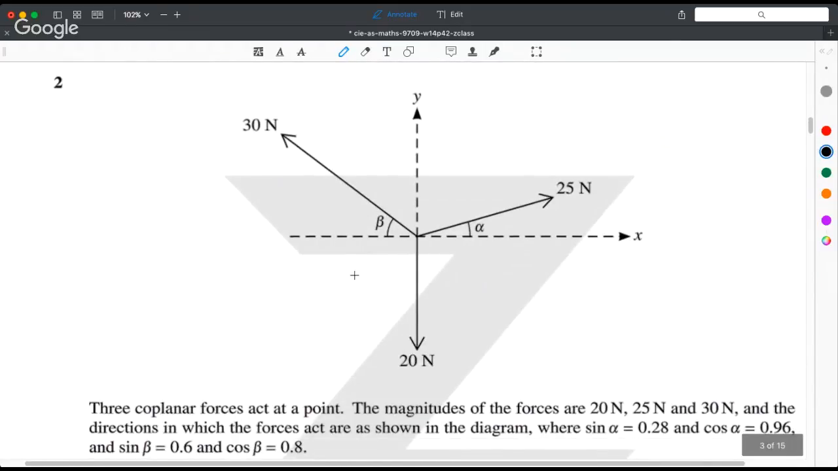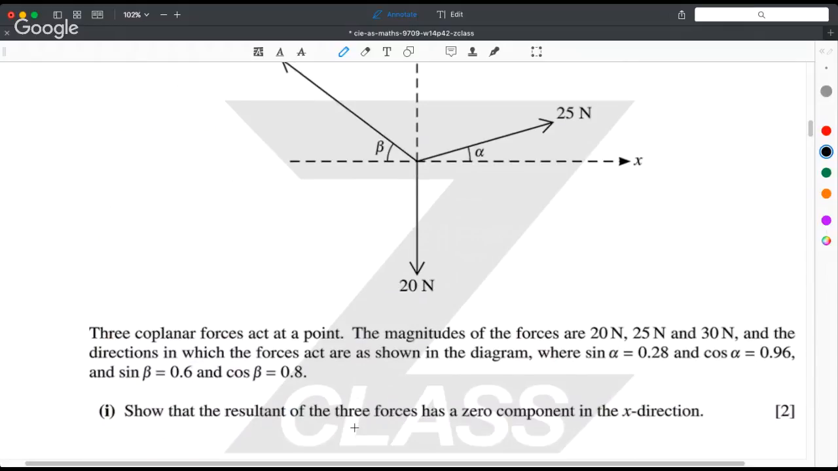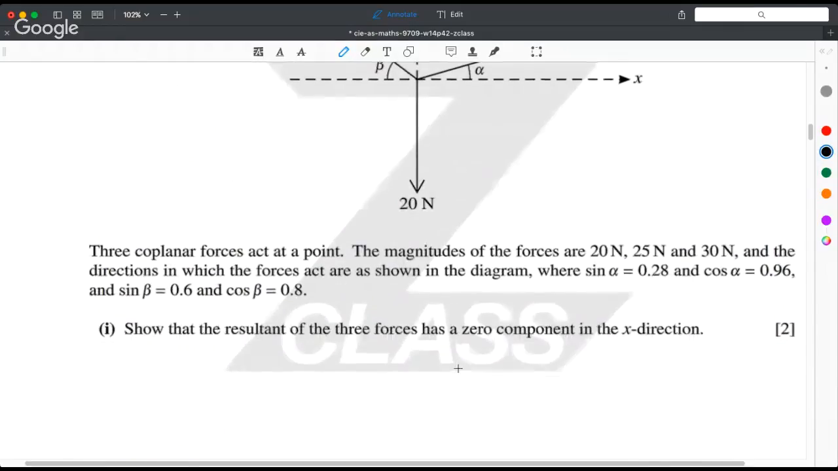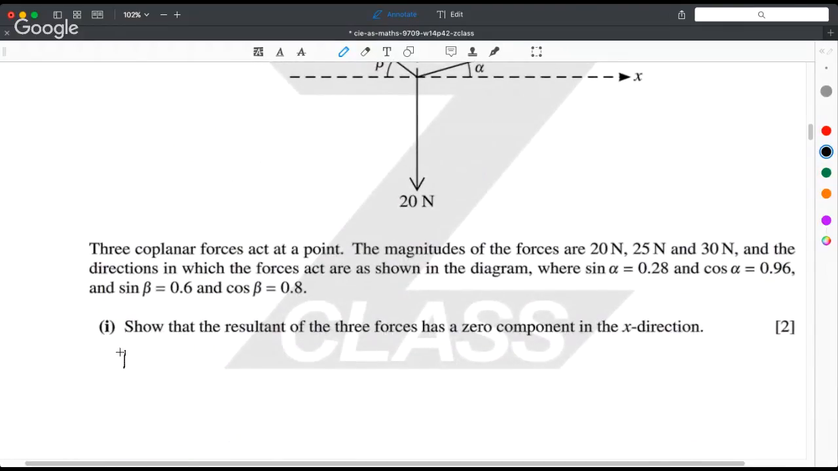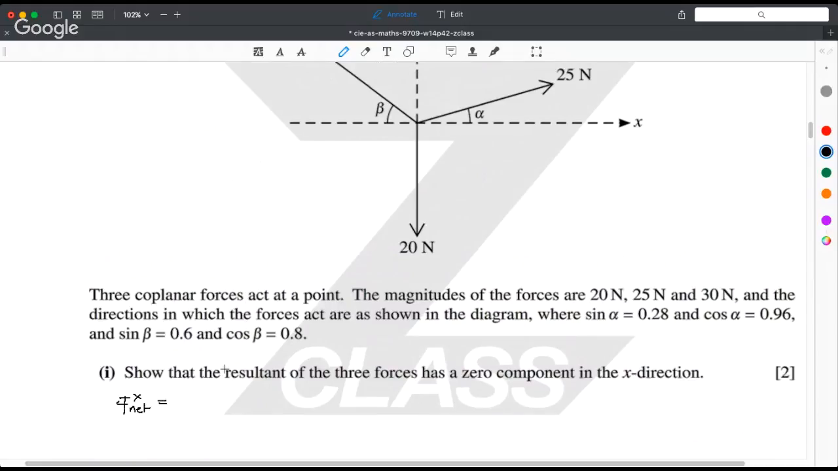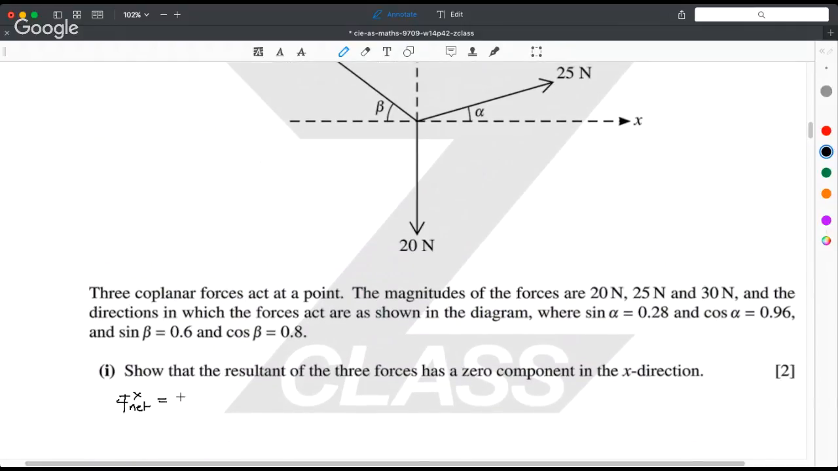Okay, question 2. So here's a classic balancing of forces question. You see that in the first question, you need to show that the resultant of the three forces has a zero component in the x direction. So what's the net F in the x direction? Well, we just add up them all individually. So from this one, we have 25 cosine of alpha. That's the x component. That's this one here.